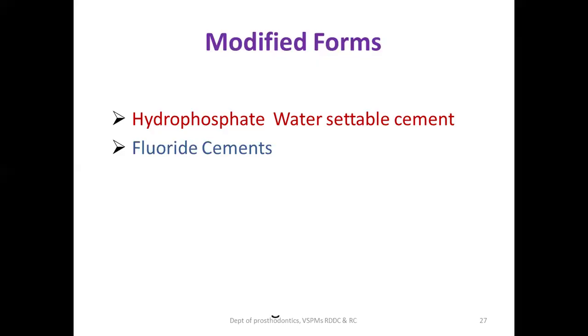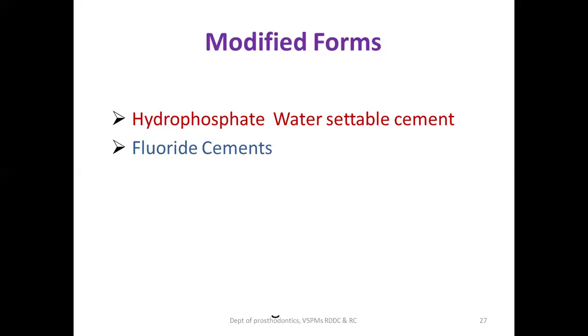Now, as we have seen, the conventional zinc phosphate cement powder has no fluoride content. But in this modification, fluoride-containing zinc phosphate cements are obtained. This is done by just adding a small percentage of a fluoride. And which fluoride is added? Stannous fluoride is added, which gives an anti-cariogenic property. That's why this cement is most commonly known as a fluoride cement.